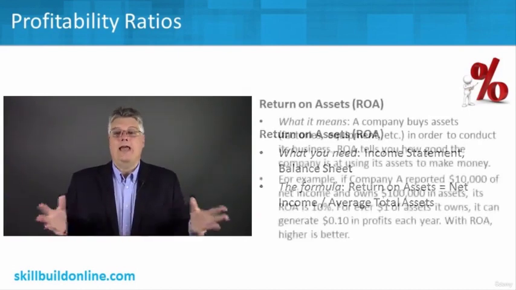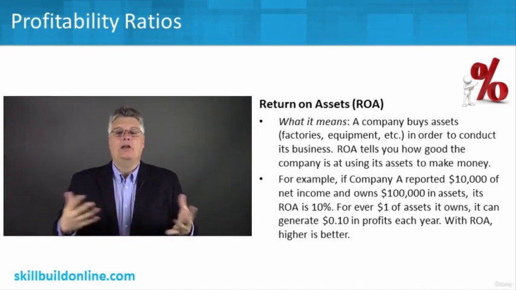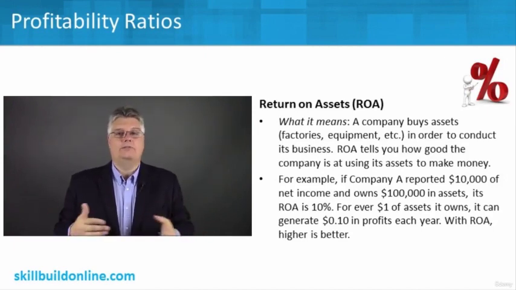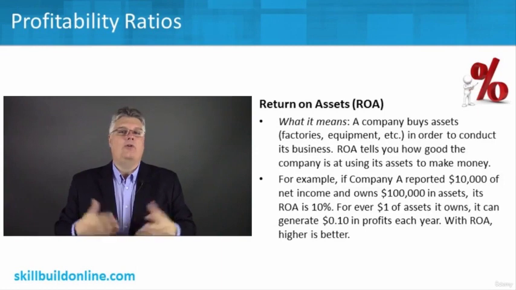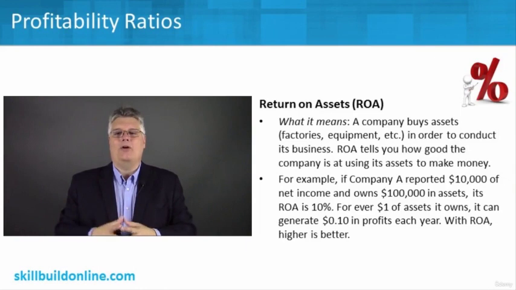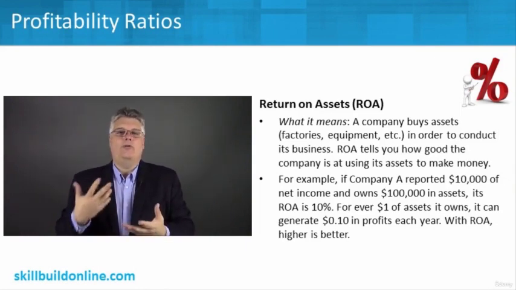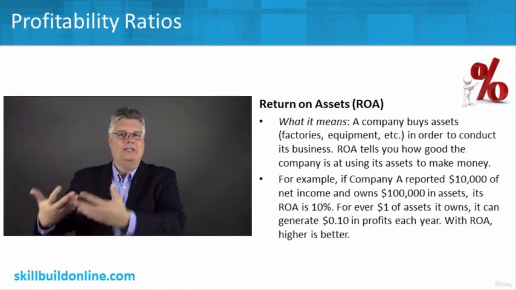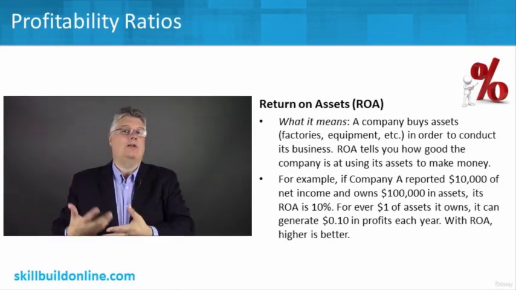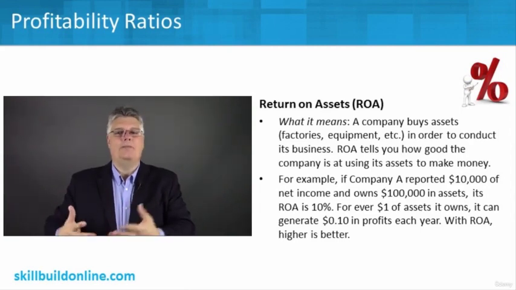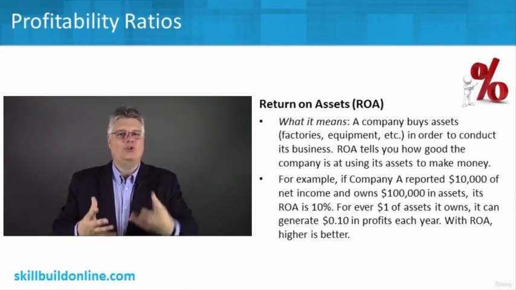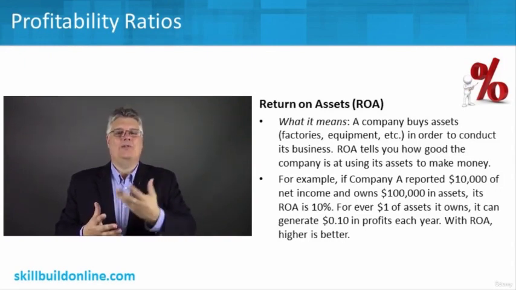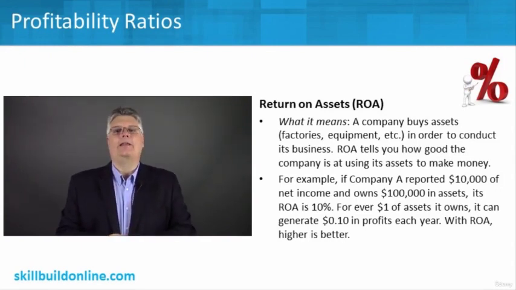And this is really looking at assets. Assets are things a company owns, right? A company owns factories and equipment and different things in order to conduct their business. So in order to do business, they have to have these assets that they own. And the ROA tells you how good the company is at making money using those assets. So if I'm investing in a new factory, or I'm buying additional equipment, a capital expenditure, when I do that, am I getting a return on that investment in that asset? That's what return on assets is looking at.